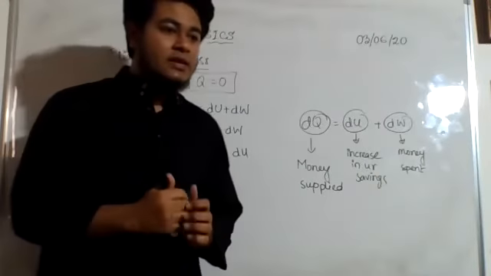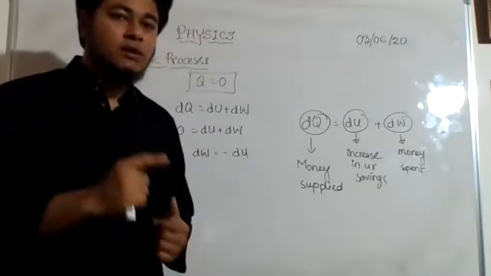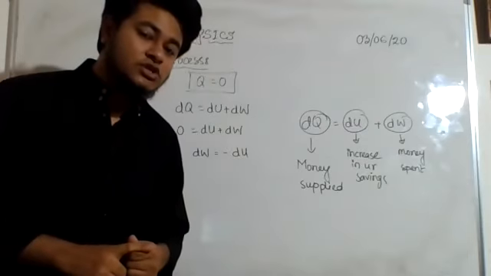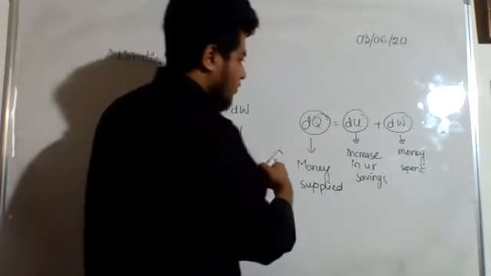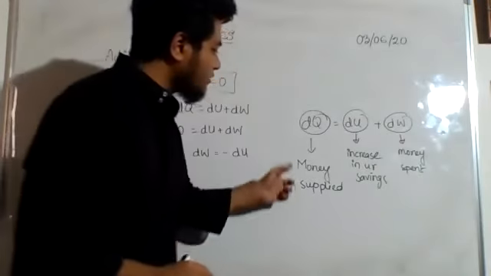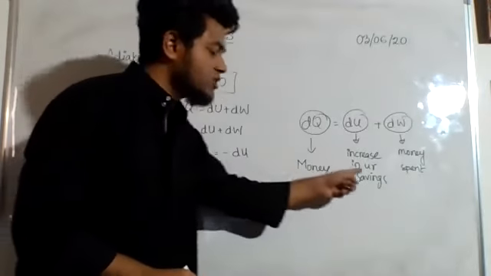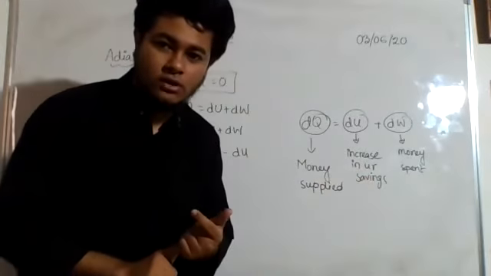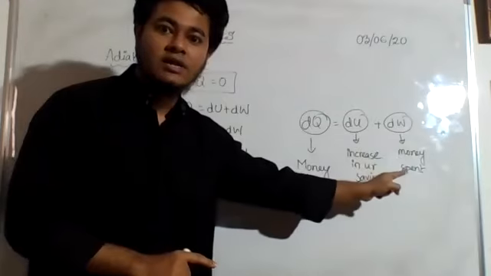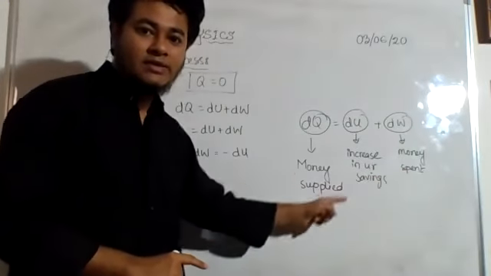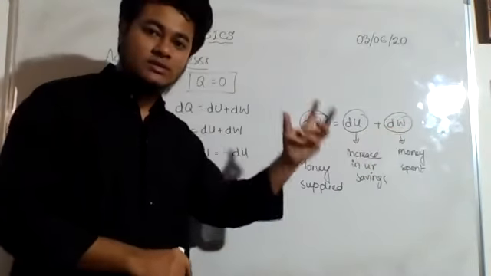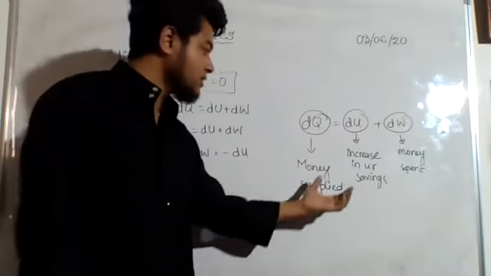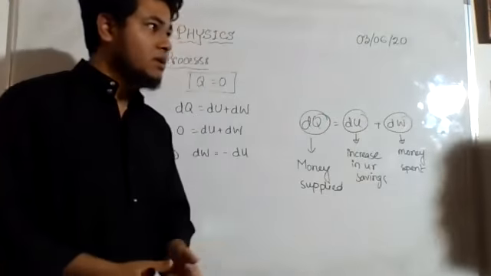Then let us talk about the isothermal process. In the isothermal process du was 0, which means you didn't save even one taka of the money I gave you. So you have spent all of it. The money supplied was equal to the money spent, so as a result there was no increase in your savings.